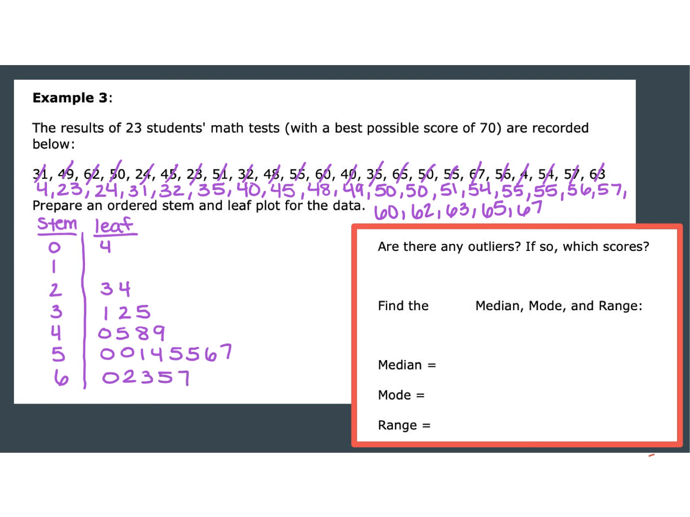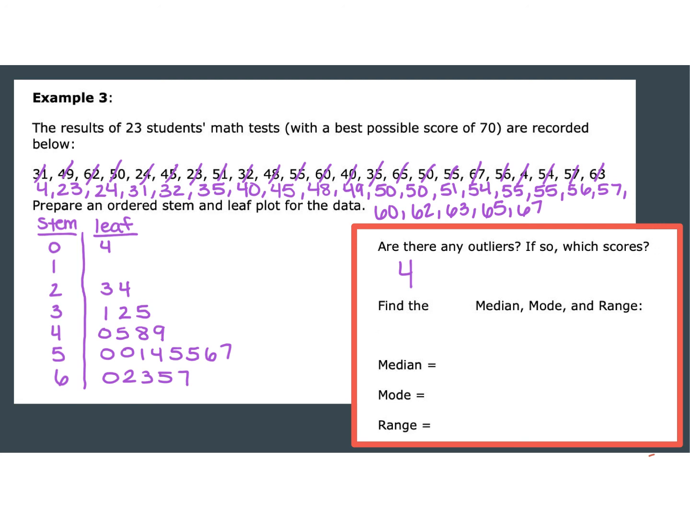Now that we have created our stem and leaf graph, we will first look to see if there are any outliers in our set of data. Our data value of 4 would be an outlier because it is separated and far away from the main set of data. Next, we will find the median, mode, and range for our stem and leaf graph.